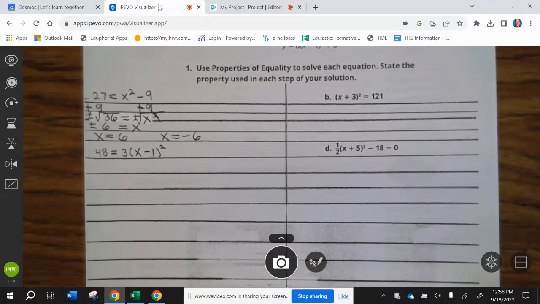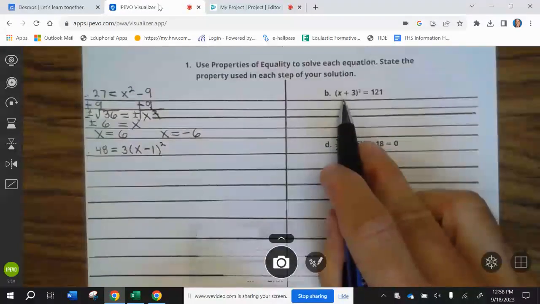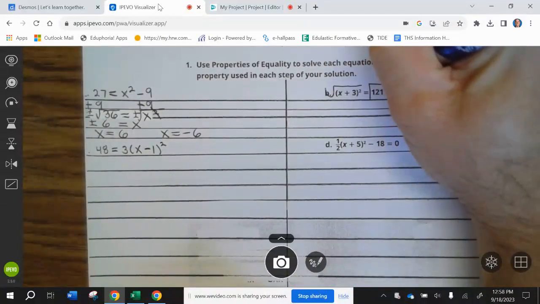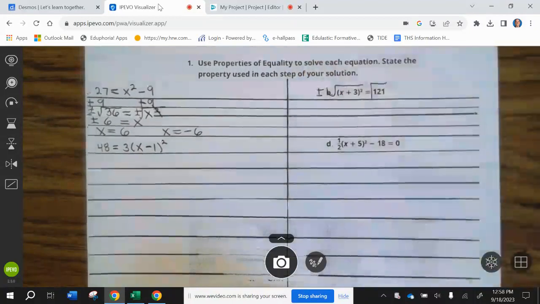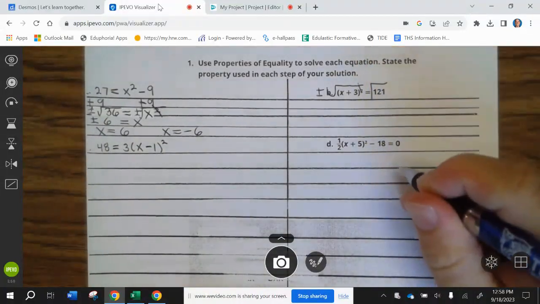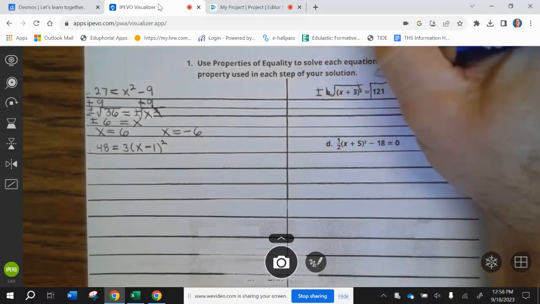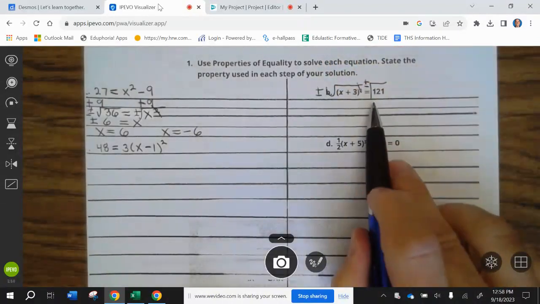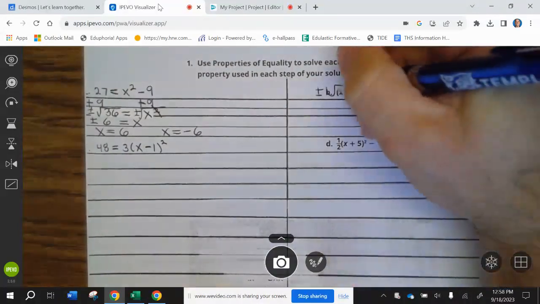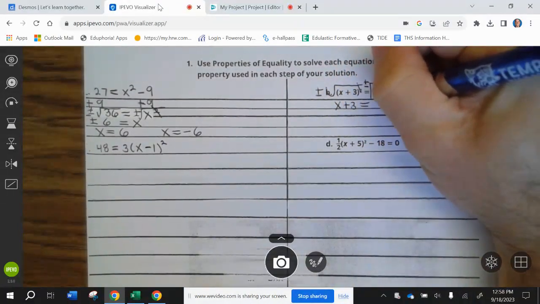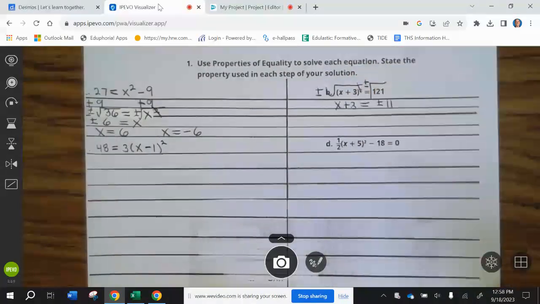All right, let's take a look at B. Now, the square is isolated, so now all we have to do is take the square root of both sides. Remember, square root is plus or minus. Okay, the square root cancels the squared, so you're left with, let me try to cram that plus or minus in there, but that's plus or minus. So then that's x plus 3 equals plus or minus 11.